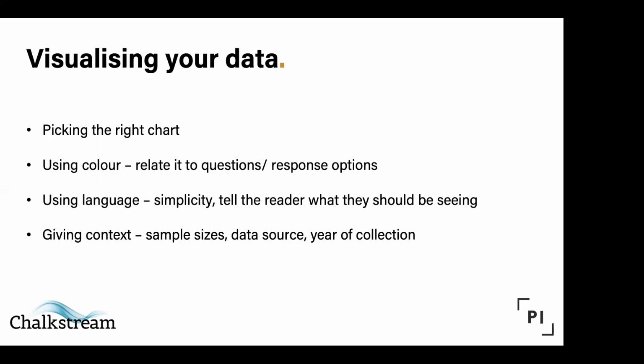The other thing to think about is that it's not simply the chart, it's how you use things like colour. Can you use colour to relate to questions and response options? So it might be satisfaction or agreement scales. You might want to use green to red, which is quite a well-used option. And using language as well. So keeping it simple again, it's been the theme of this. And not necessarily just rattling off the name of the question, but actually telling the reader what they're seeing. So X percentage of blah, blah, blah.